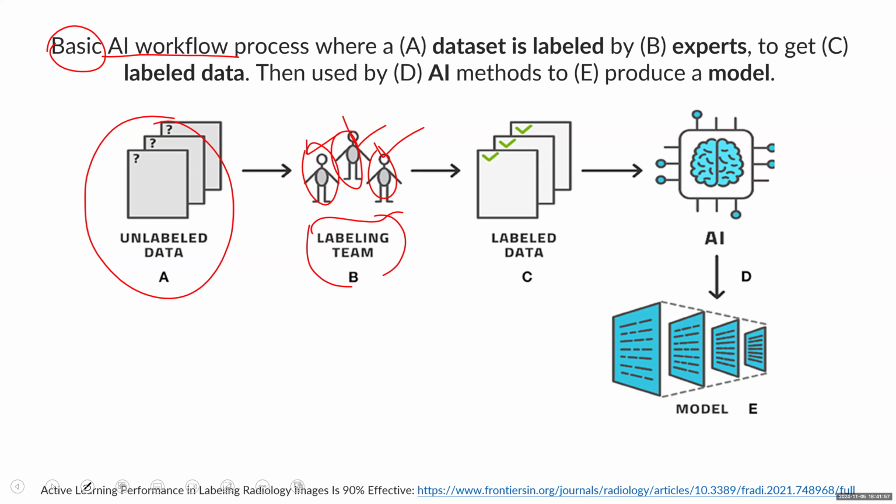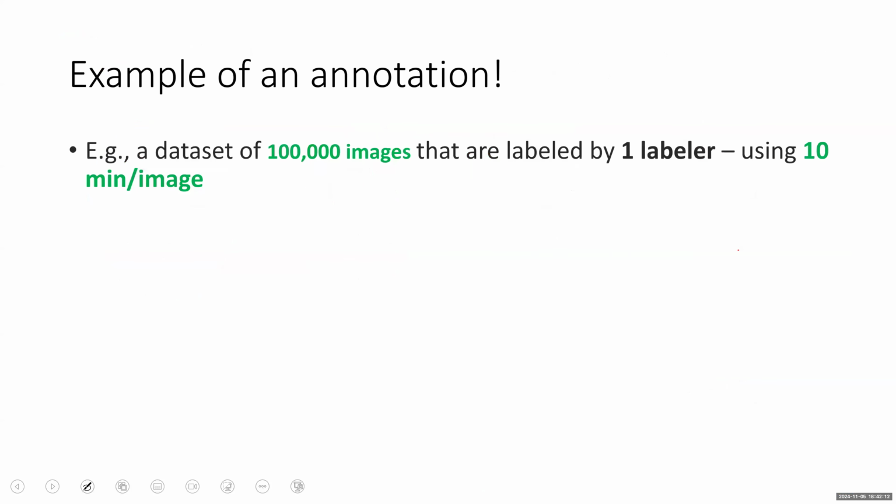But the next one is that when we have the label data, so we know that instead of unknown raw data, we say that, oh, this is one thing, this is another one, and so on. Then we train the AI model and prepare it so that we can use it in real life situations later on. Now, let's see an example of an annotation.